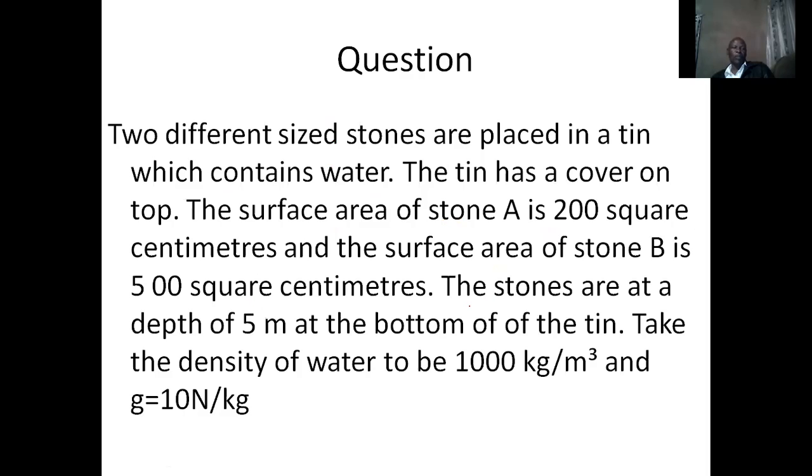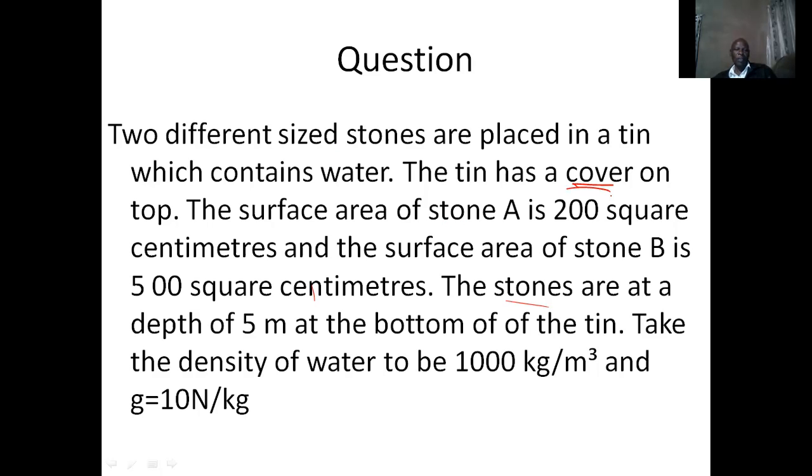Next, we have this question. Two different sized stones are placed in a tin which contains water. What is important here is that the tin is closed. The tin has a cover, meaning that atmospheric pressure is not considered. On top is covered. The surface area of stone A is 200 square centimeters, and the surface area of stone B is 500 square centimeters. The stones are at a depth of 5 meters at the bottom of the tin.